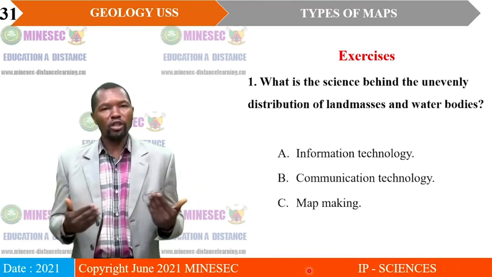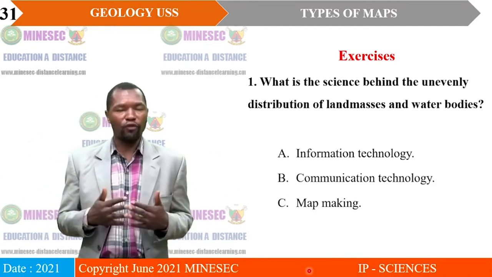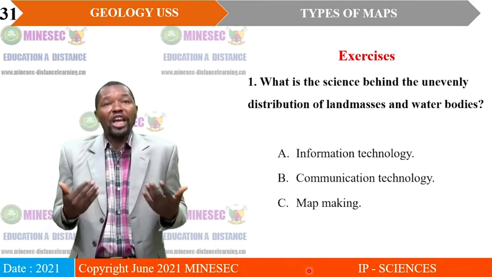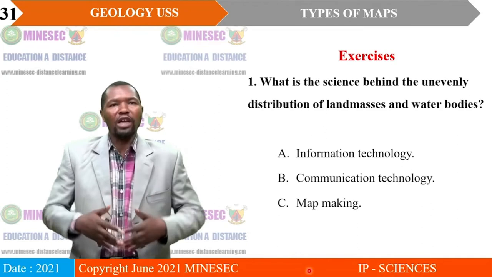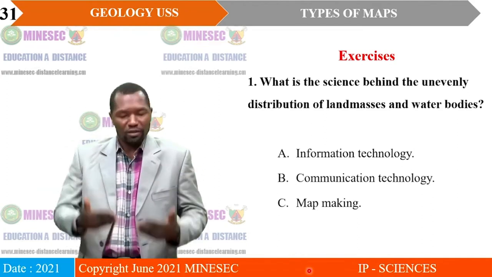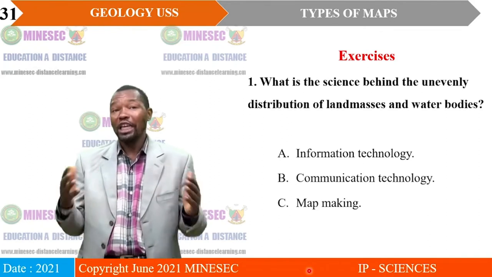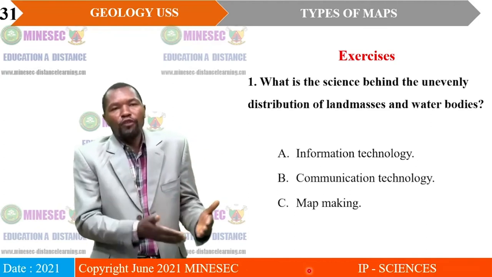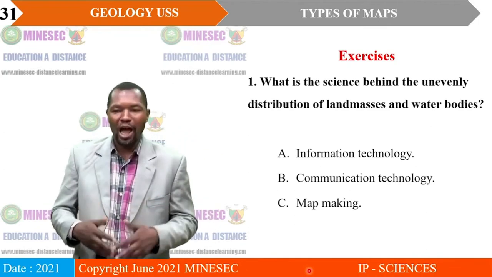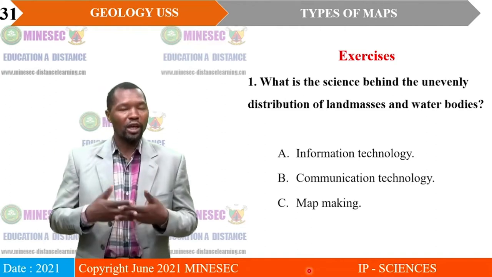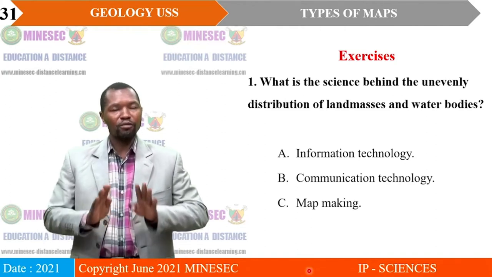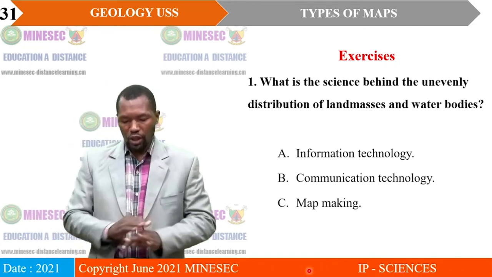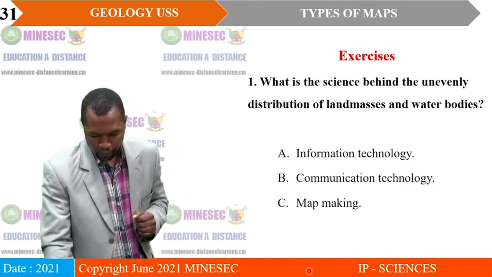as well as communication technology has to do with what? Transaction and giving out information. So, therefore, the most likely science behind the unevenly distribution of land masses and water bodies should be what? Map making. Remember that we are looking at the map of the world. And the map of the world is only developed through the different land masses and the different water bodies. So C is the correct option. The only science that can be built behind the unevenly distribution of land masses and water bodies is map making. Next question.